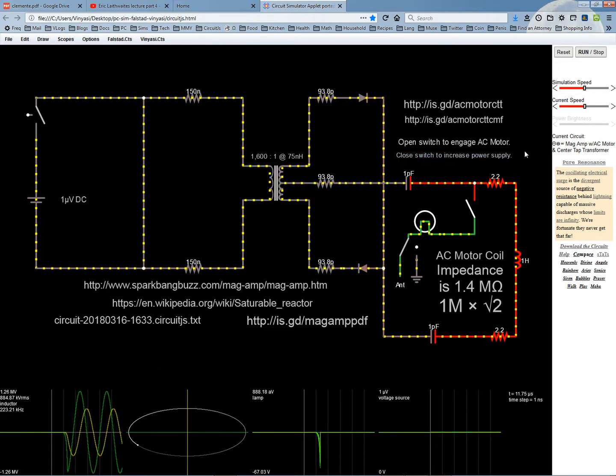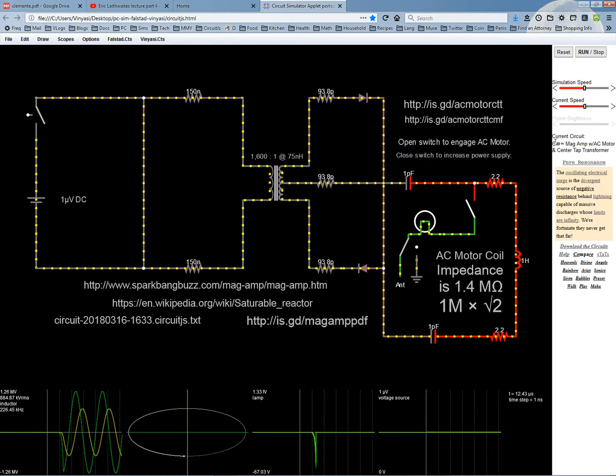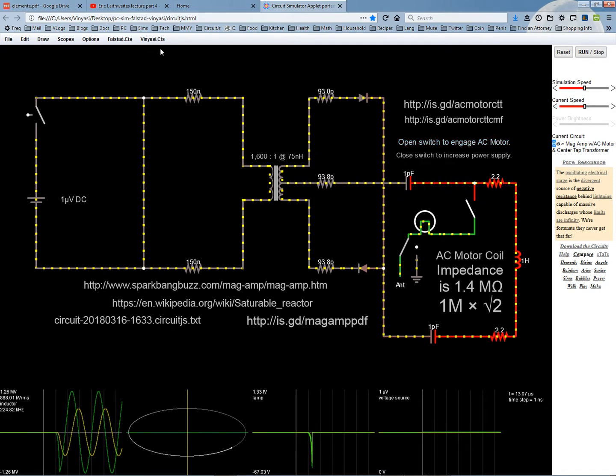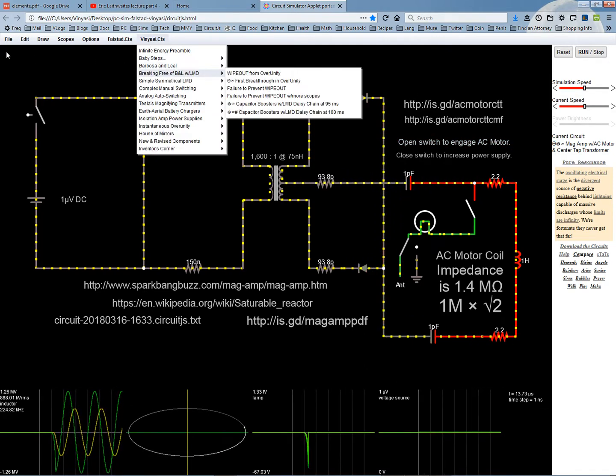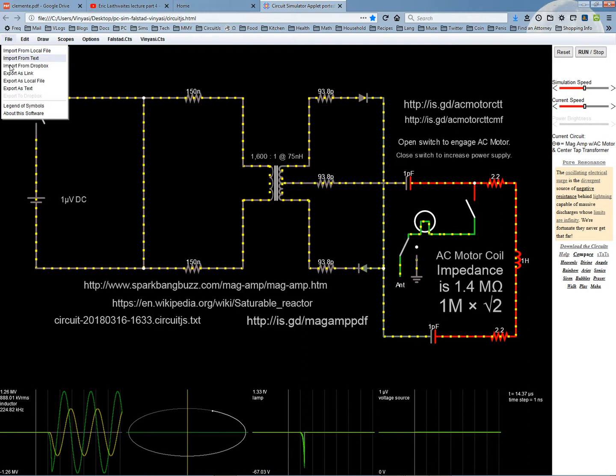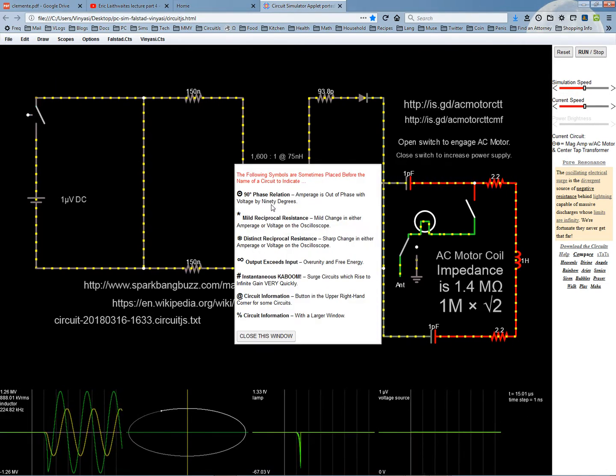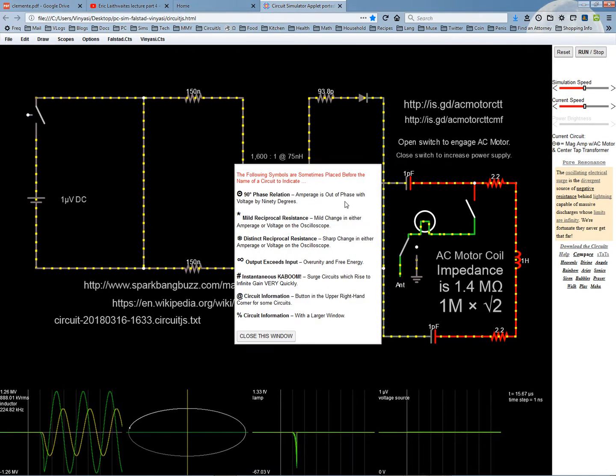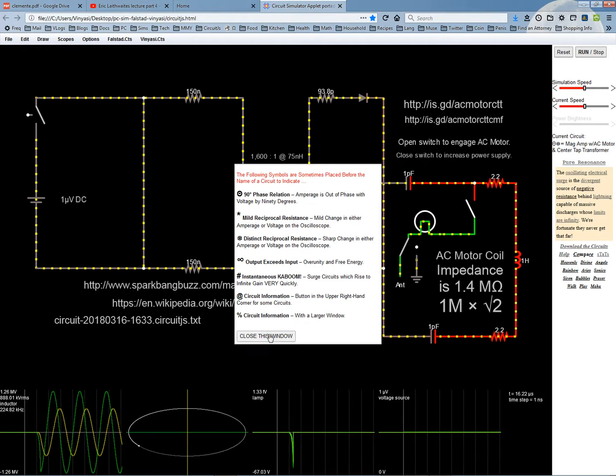So consequently, I put in this theta symbol in the title, because then I realized the theta means that there's a 90 degrees phase relation between the amperage and the voltage.